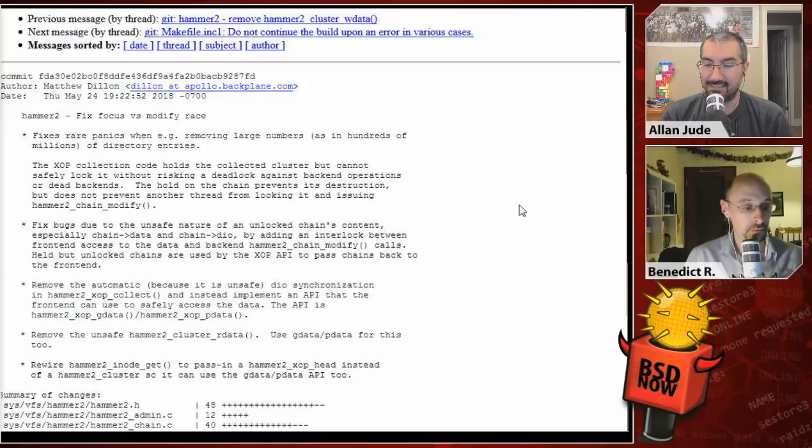The API is hammer-to ZOP GData and hammer-to ZOP PData. And they removed the unsafe hammer-to cluster RData, and used the GData or PData APIs instead. And finally, rewired the hammer-to inode get to pass in a hammer-to ZOP head instead of a hammer-to cluster, so that it can use those new APIs as well. But yes, it took 500 million tries to trigger the bug, but now they've managed to hunt it down and kill it.